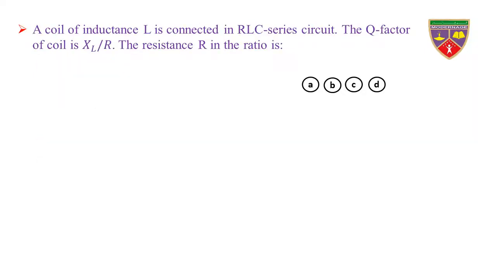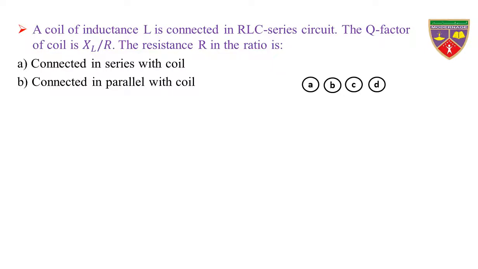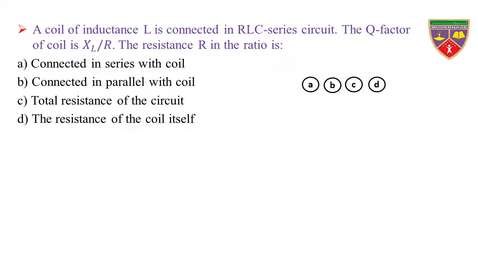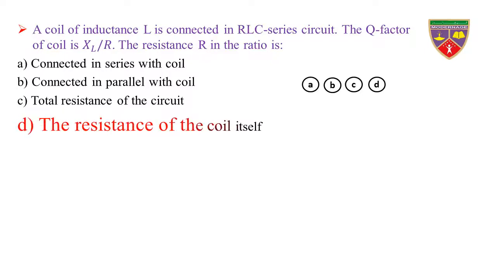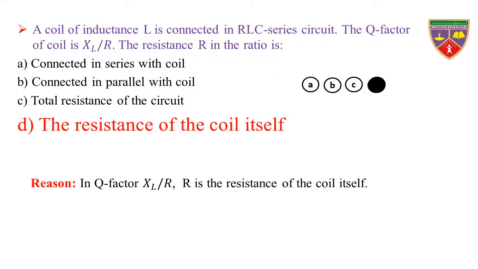A coil of inductance L is connected in RLC series circuit. The Q factor of coil is XL divided by R. The resistance R in the ratio is option A, connected in series with coil. Option B, connected in parallel with coil. Option C, total resistance of the circuit. Option D, the resistance of the coil itself. The key is the resistance of the coil itself. Therefore, the correct option is D. Reason.